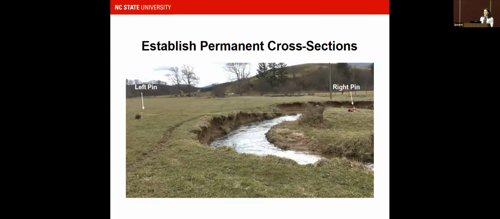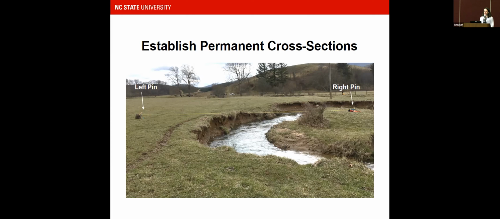So at each of our sites, we established anywhere from 2 to 7 permanent cross sections, depending on our reach length, which we tried to pick about 1,000-foot reach length for each site. And we tried to select cross-section locations where we thought we'd see the most active erosion. So really paying attention to where the water hits the bank.